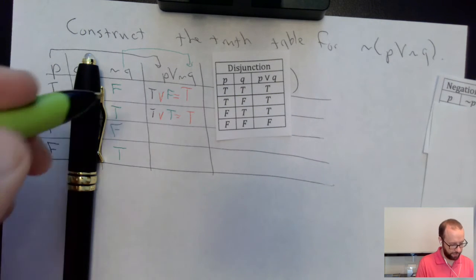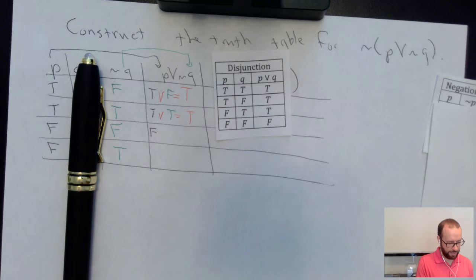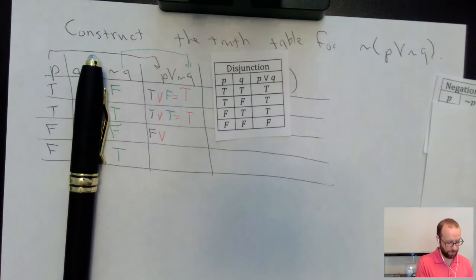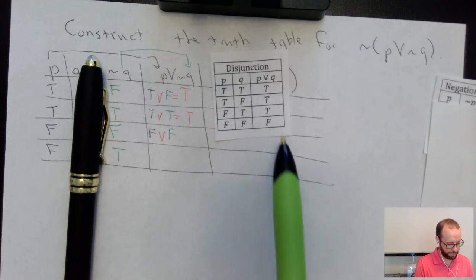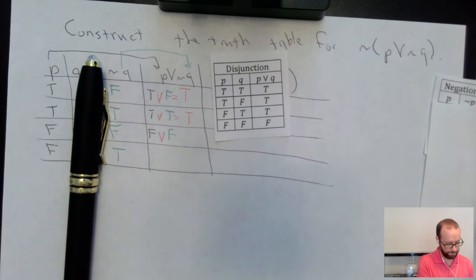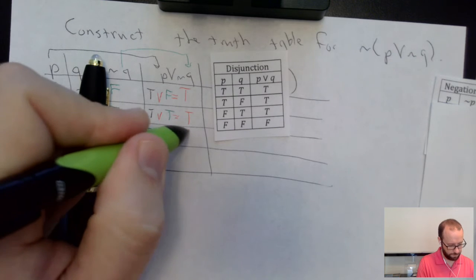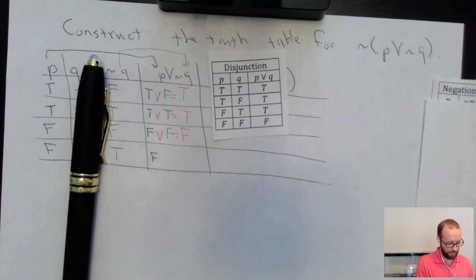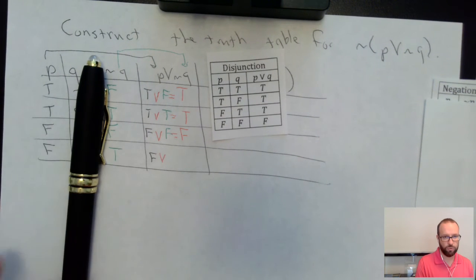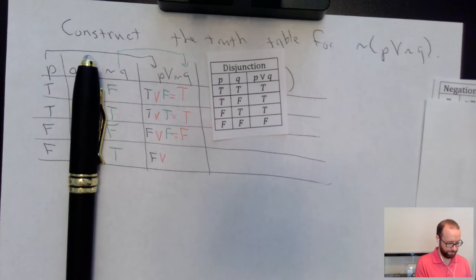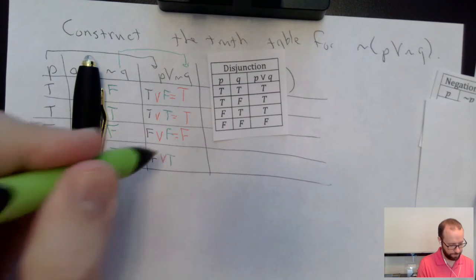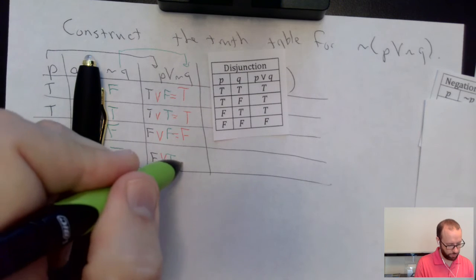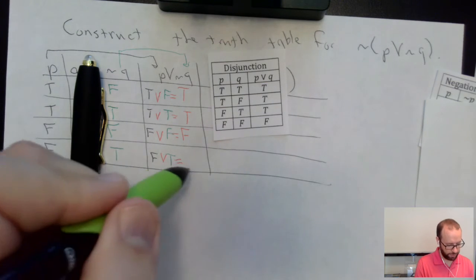In the third row, I have that P is false. I have that Q is false, or sorry, the negation of Q is false. So first input false, second input false, gives me an output of false. And finally, in this last row, I have that P is false, and I'm putting that together with a value for not Q, which is true. And false or true according to the disjunction table gives me a true.